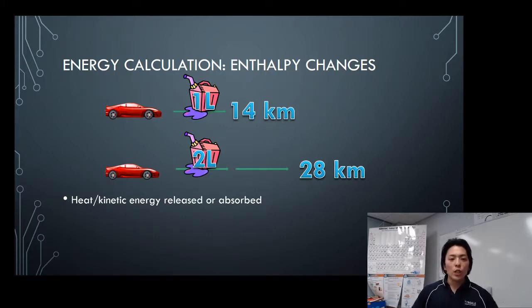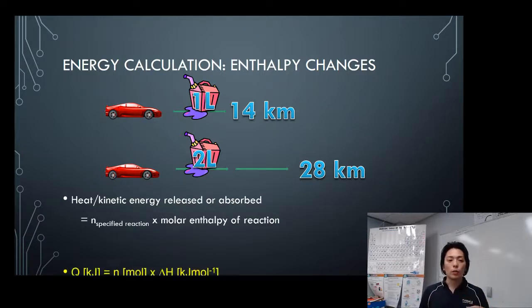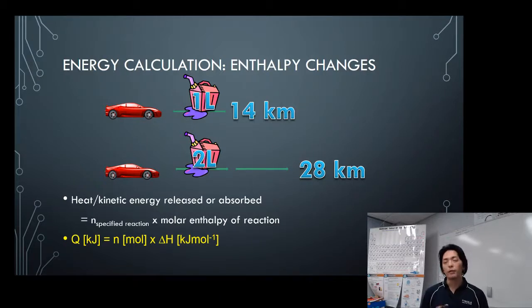Now, heat or kinetic energy, released or absorbed, is calculated with the number of moles required in the specific reaction. So in this case, 1 liter or 2 liters of, let's say, octane, you can convert that into moles, and using the molar enthalpy of reaction, if you multiply that, you should be able to get the Q, the heat that's being released or absorbed by the reaction, depending on what reaction you are looking at. Remember we were talking about Q before. This is another way of finding Q. In kilojoules, number of moles times delta H, which also needs to be in kilojoules per mole. Hope the units make sense.